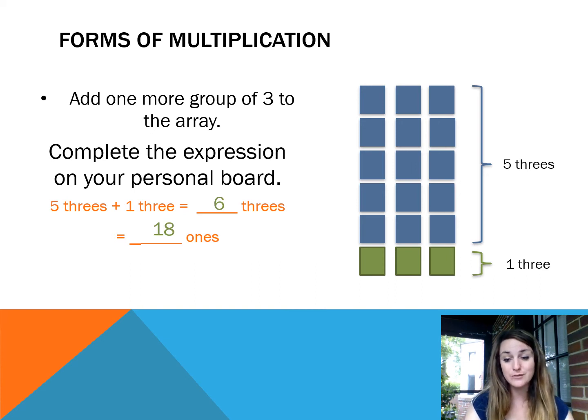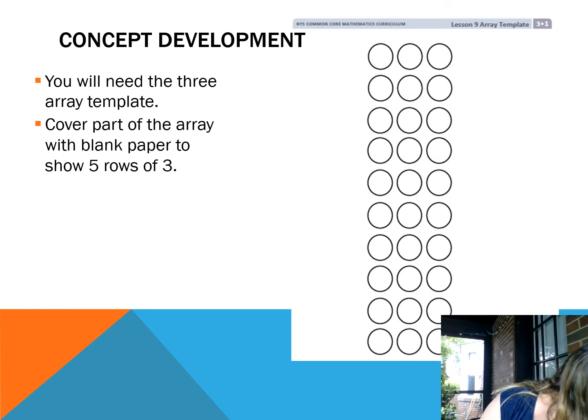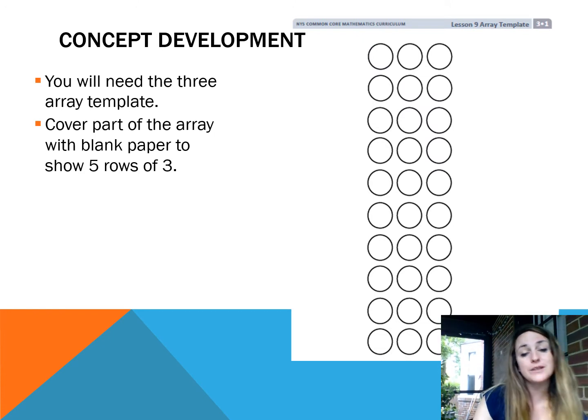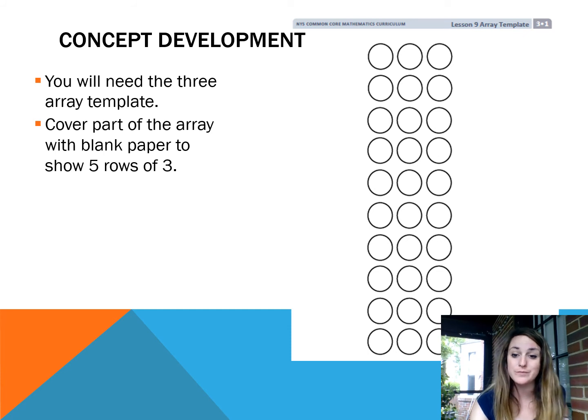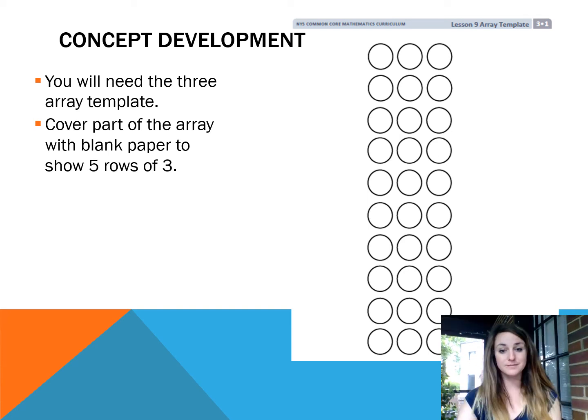We see 6 total groups of 3s in the array. We also see 18 1s. There are 18 1s total. You will need the 3 array that you see on the board. You can just watch mine. We'll cover part of the array with blank paper to show 5 rows of 3.